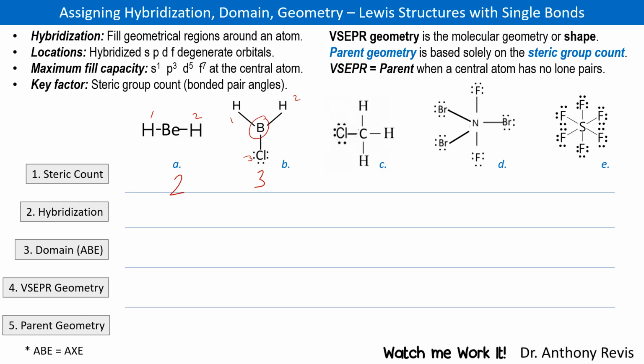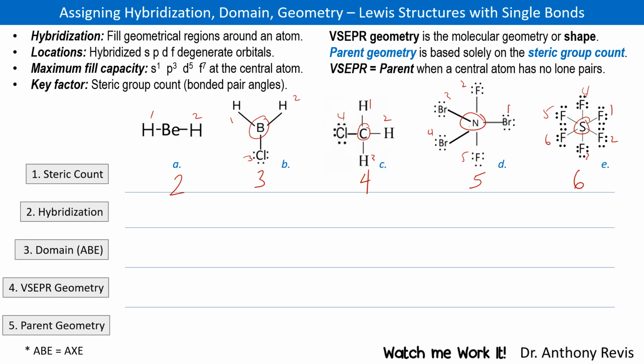We go to C. We identify the central atom, and we count around it: 1, 2, 3, 4 items around it. So the steric group count is 4. In the case of structure D, the nitrogen, we have 1, 2, 3, 4, 5. It doesn't matter which way you count. It shows us that we have 5 either way. So we have 5 for the steric group count here. And the next one, we have the central atom, and we have 1, 2, 3, 4, 5, 6. So our steric count is 6. Okay?